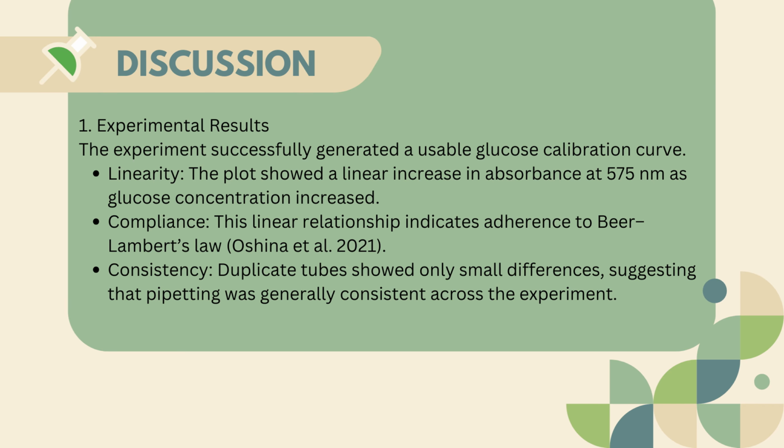The experiment successfully generated a usable glucose calibration curve. Linearity: the plot showed a linear increase in absorbance at 575 nanometer as glucose concentration increased. Compliance: this linear relationship indicates adherence to Beer-Lambert's law. Consistency: duplicate tubes showed only small differences, suggesting that pipetting was consistent across the experiment.